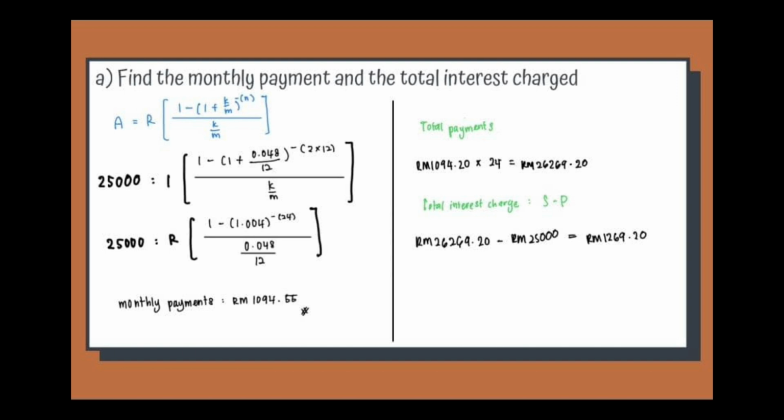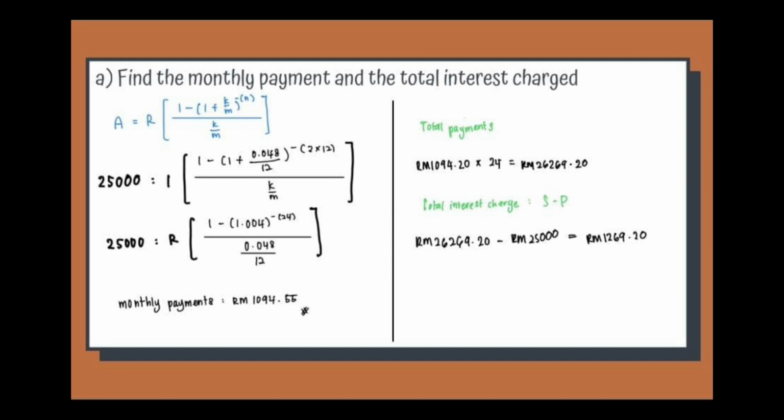When we're searching for the total interest charge, we need to find the total payment first, which is RM1,094.55 multiplied by 24, which equals RM26,269.20. Now we are going to use RM26,269.20 minus 25,000 equals 1,269.20.